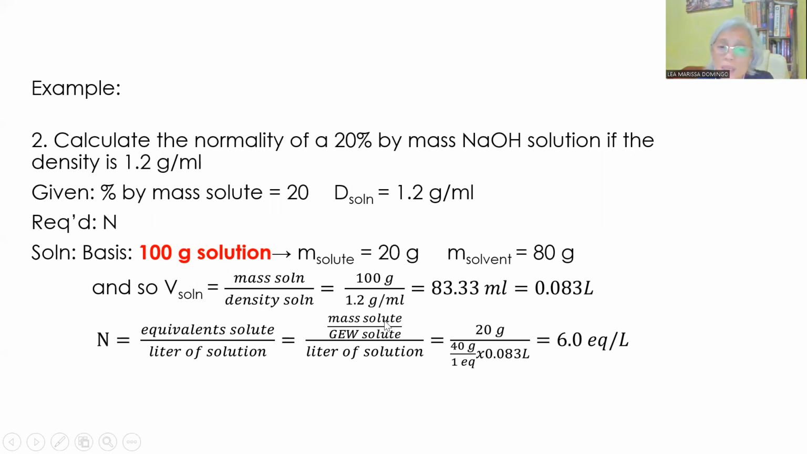So equivalence, again, is the mass of solute divided by the gram equivalent of the solute, which is sodium hydroxide. So 20 grams divided by molecular weight, which is 40 grams. Sodium is 23, oxygen is 16, hydrogen is 1, totaling 40. Then there is one replaceable hydroxyl ion OH, so 1 equivalent. So grams divide itself. So we have equivalents per liter. So we have 6.0 equivalents per liter or 6.0 normal.